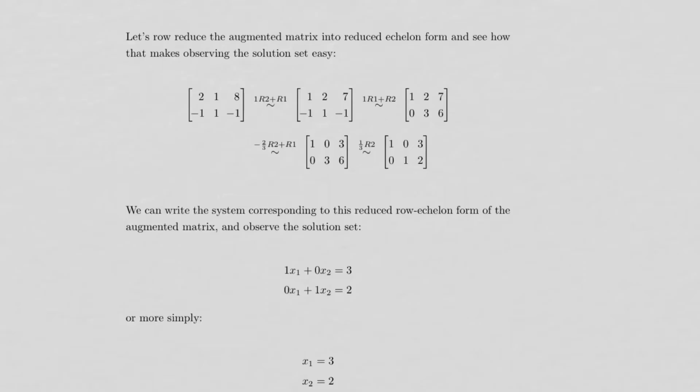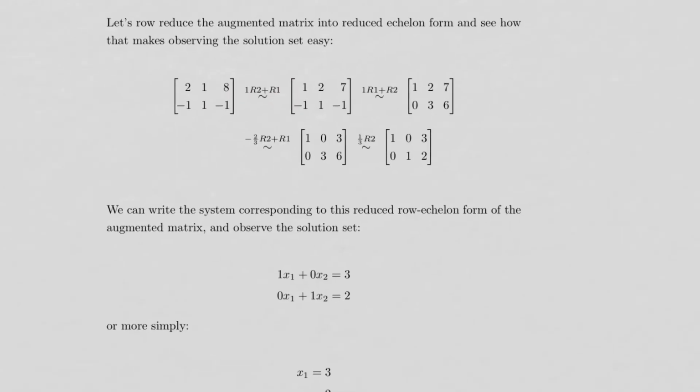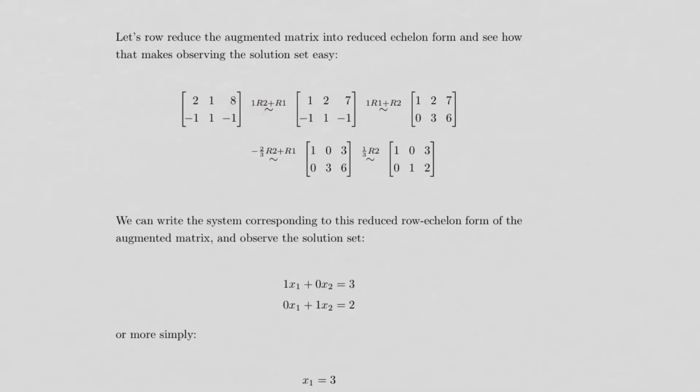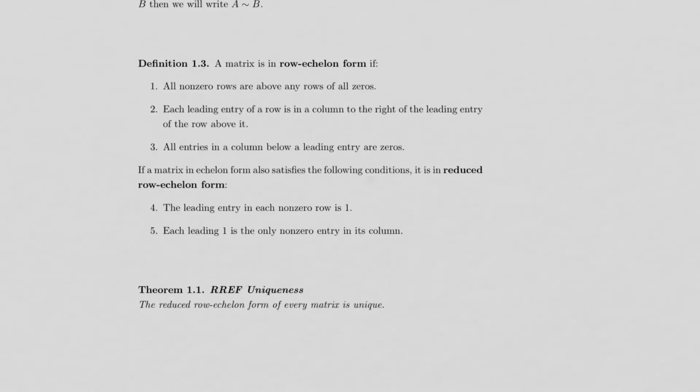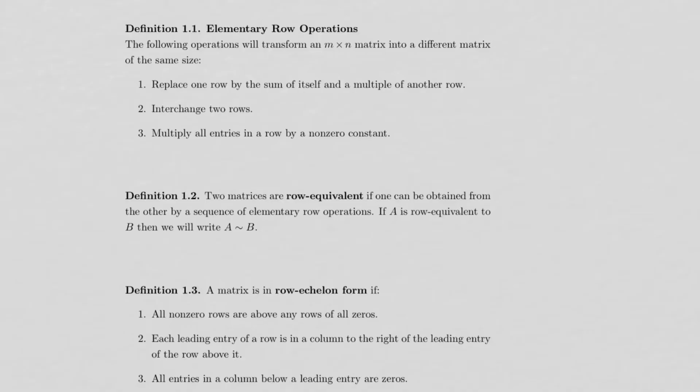Here's our augmented matrix from before. This notation means I'm going to multiply row 2 by 1 and add it to row 1, and then I'm going to replace row 1. Now how do I know that I'm going to replace row 1? It says 1R2 plus R1, but it doesn't say replace row 1. Well, if we go back here and look at the elementary row operations, we can see that the first one says replace one row by the sum of itself and a multiple of another row. You can also interchange two rows or just multiply all entries in a row by a non-zero constant.